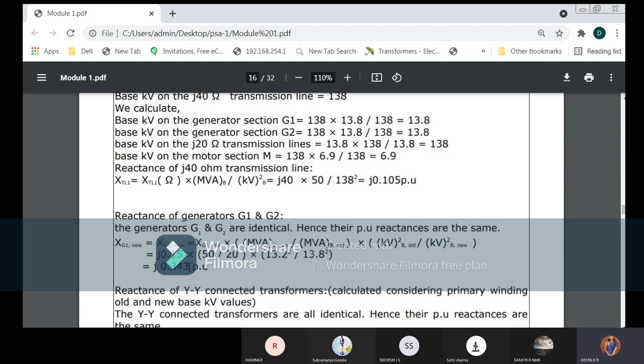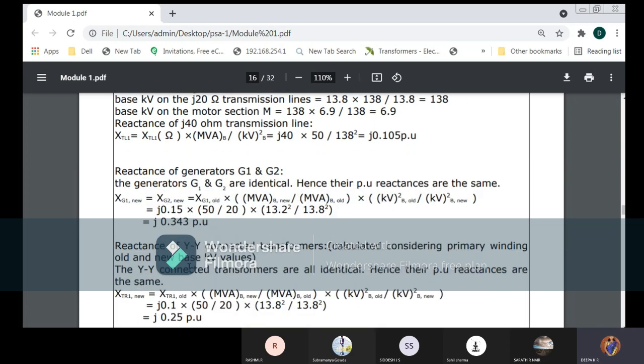You're going to get j0.343. Just check it out once. It's just a formula, all substitution. But first, you should not miss calculating the base values. Okay, so now we have completed generator 1, generator 2, and the transmission line.